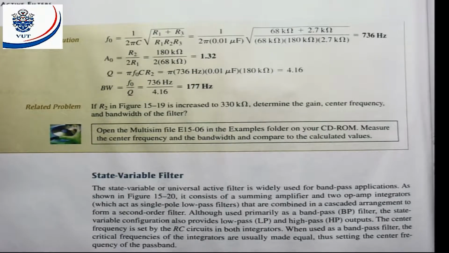First of all, they calculate F0, and they get a value of 736 Hertz. Then they calculate the gain. A0 is R2 divided by 2R1, and that gives me a value of 1.32. Calculate the Q factor, and you can notice the Q factor is 4.16. As I already mentioned, that is a wide band pass filter, not a narrow band pass filter. The bandwidth is 177 Hertz. Any questions?